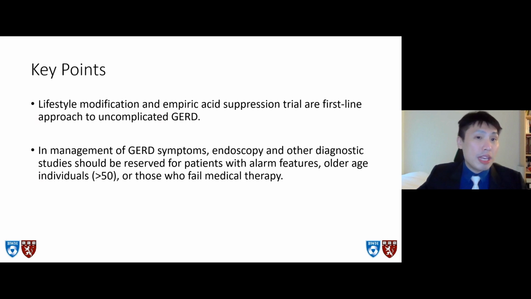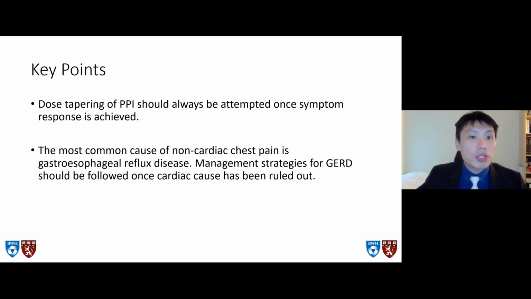So finally, I'm going to go over some key points that we went over during this lecture. First of all, lifestyle modification and an empiric acid suppression trial are the first-line approach for uncomplicated GERD. In managing GERD symptoms, endoscopy and other diagnostic studies should be reserved for patients with alarm features, older age with symptom onset, or those who fail medical therapy. Dose tapering of PPI should always be attempted once symptom response is achieved. The most common cause of non-cardiac chest pain is gastroesophageal reflux disease, followed by functional chest pain. Management strategies for GERD should be followed once cardiac causes have been ruled out.